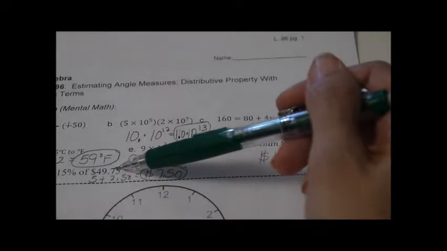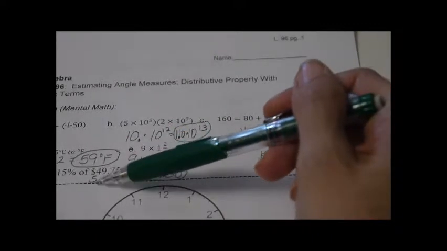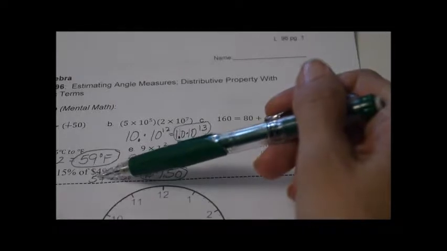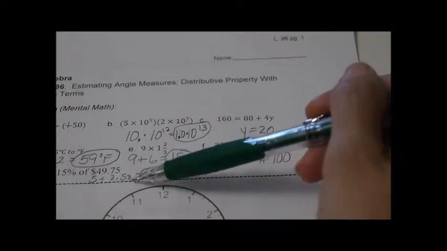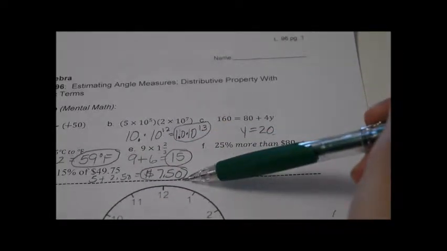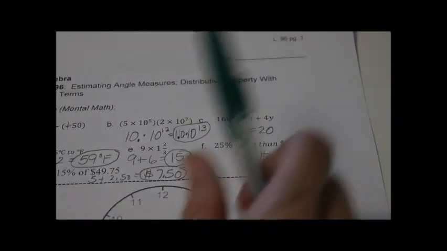Okay, 15% of basically 50. Okay, 10% of 50 is $5. So if 10% is $5, 5% is $2.50. So 10% plus 5% is $7.50. Okay, hope you enjoyed that.